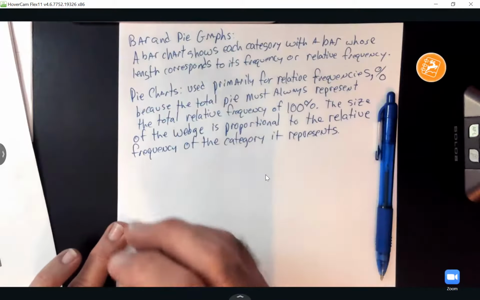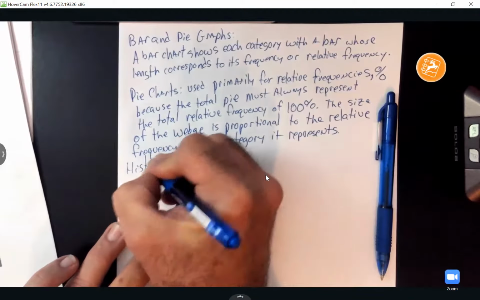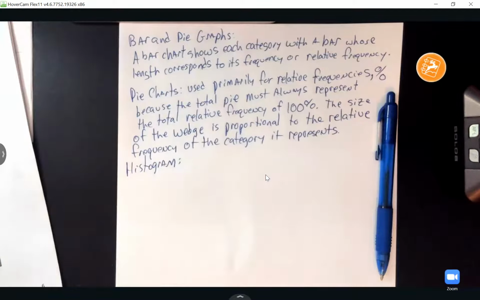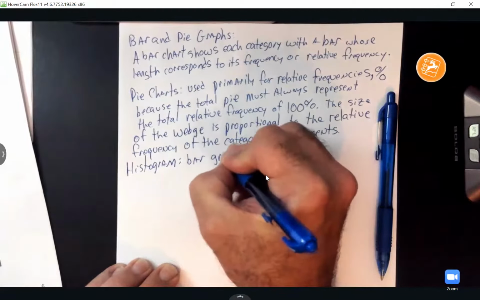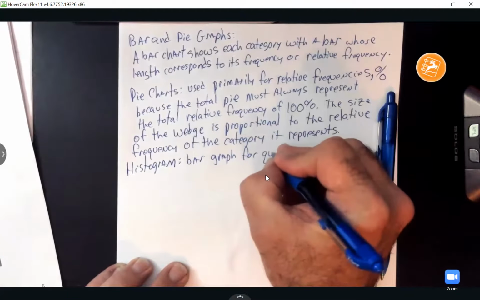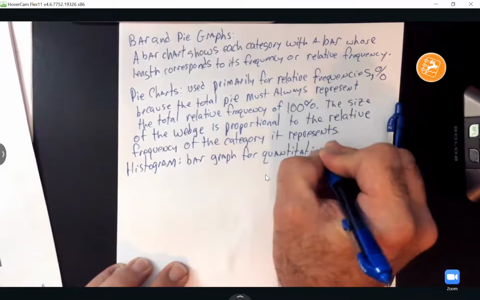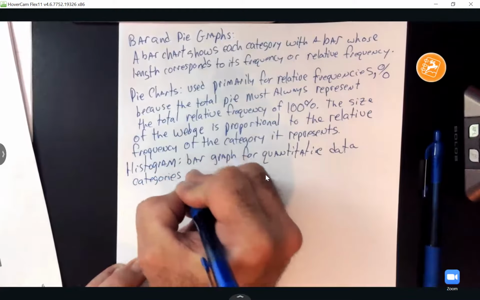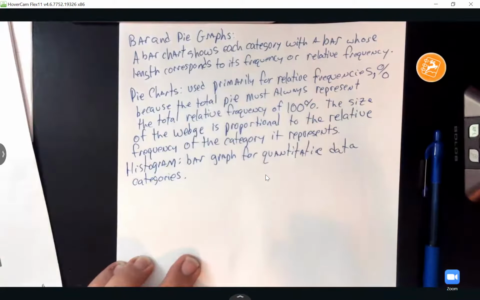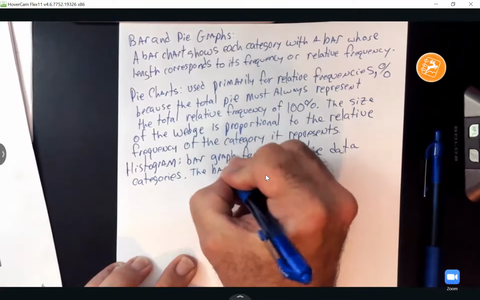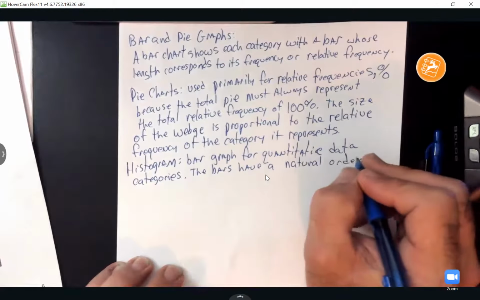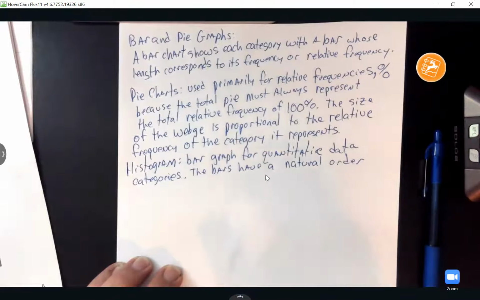So next we're looking at histograms and line charts. A histogram is just a bar graph for quantitative data categories. The bars will have a natural order, and the bar widths have a specific meaning.